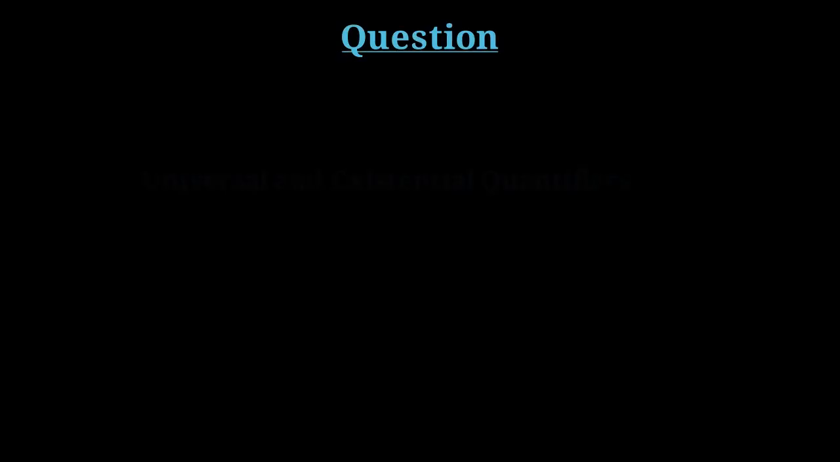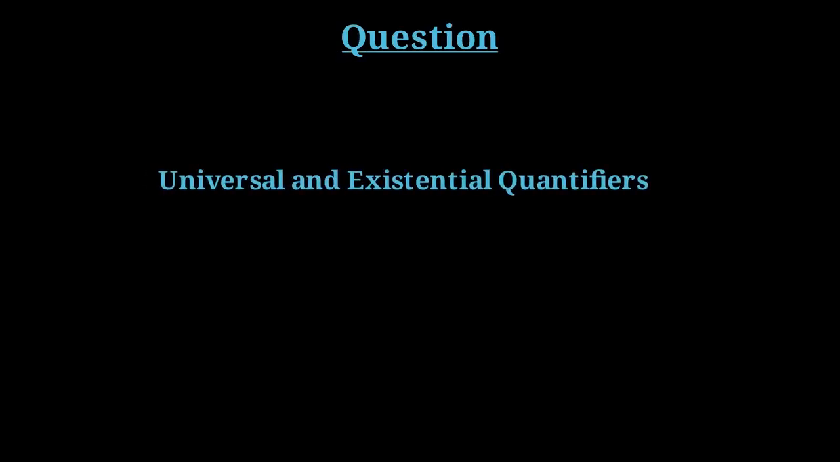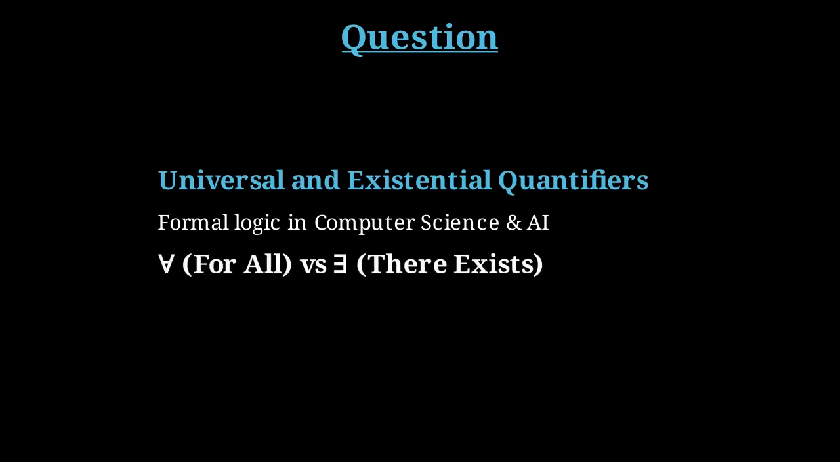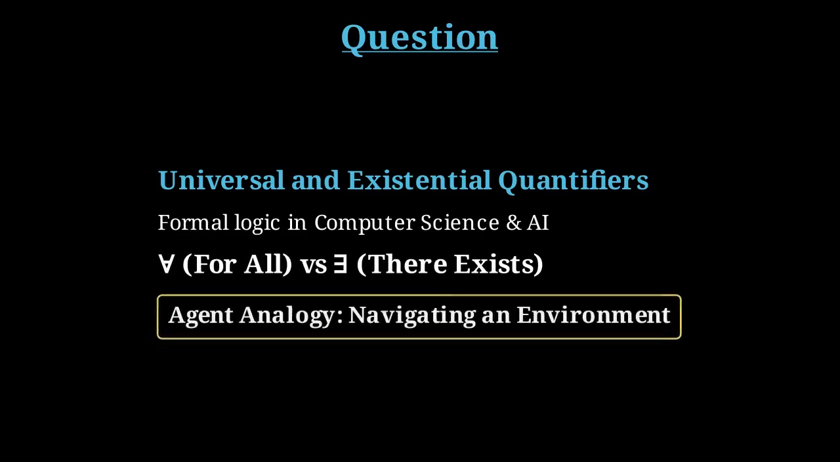In computer science and AI, we rely heavily on formal logic to define how systems behave. At the core of predicate logic are two powerful symbols: the universal quantifier, meaning "for all," and the existential quantifier, meaning "there exists." Today, we will demystify these mathematical symbols using an analogy: an AI agent interacting with its environment. Understanding these quantifiers is essential for everything from defining search algorithms to formally verifying safe AI behaviors.